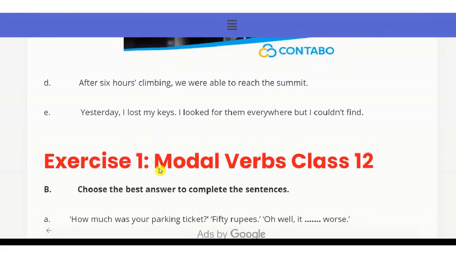Now let's see the exercise of modal verbs from Grade 12. Choose the best answer to complete the sentences. Here you have options. Your job is to fill in the blanks.